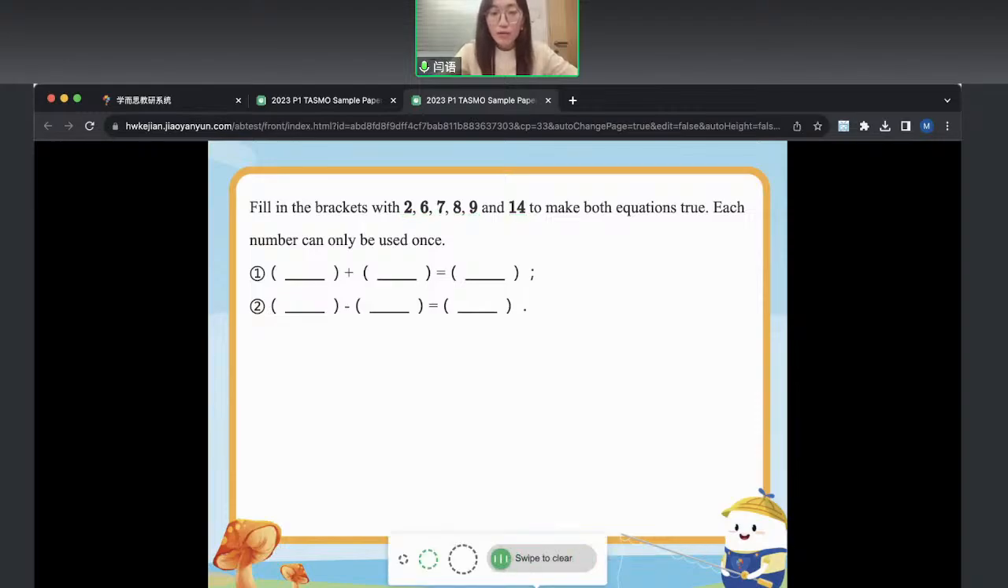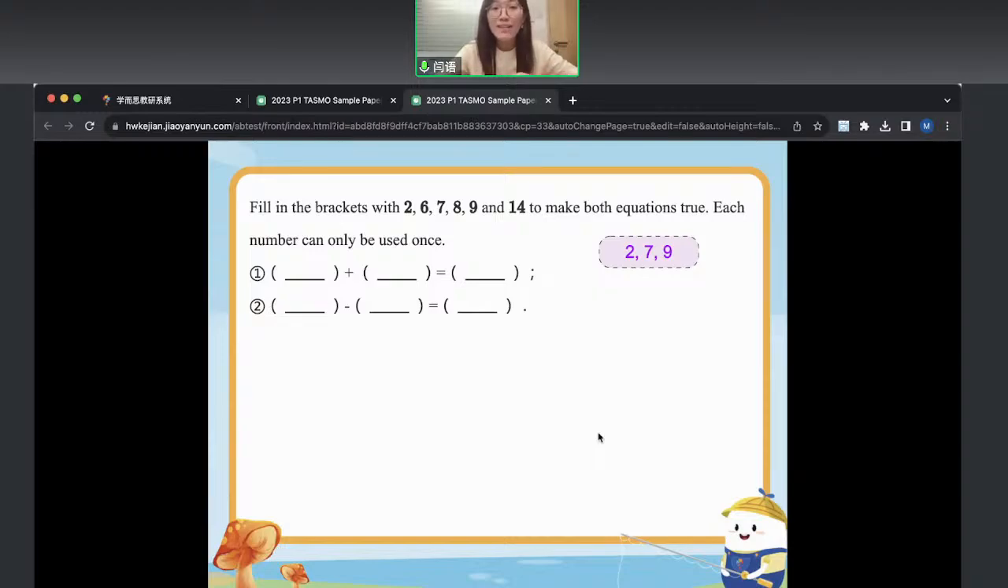Firstly, everyone, you try to observe what is the relation here. Actually, we can divide these 6 numbers into 2 groups. What are they? Now, for the first one, we have 2, 7, and 9. And what about the second group? That is 6, 8, and 14. So firstly, we divide them into 2 groups.